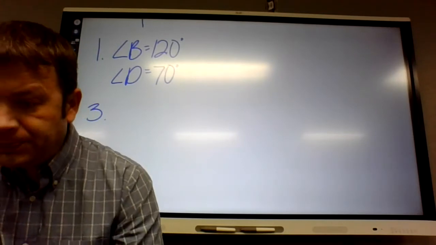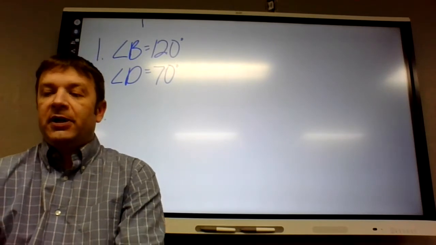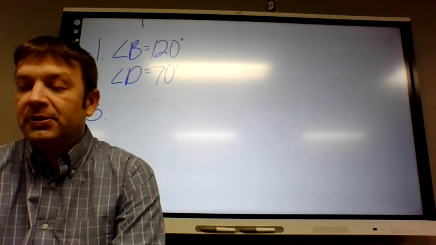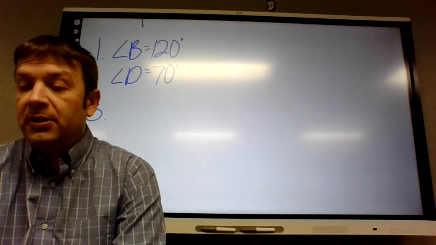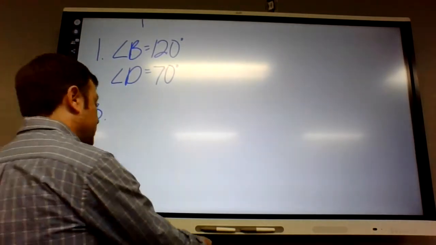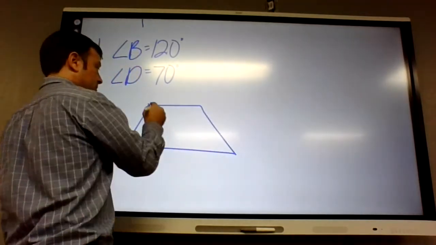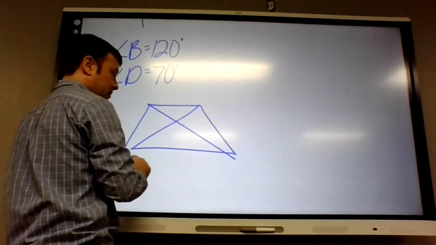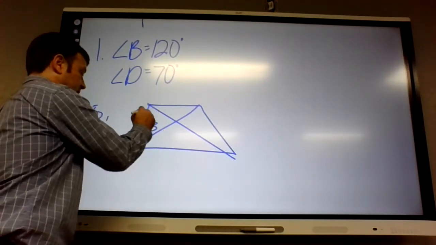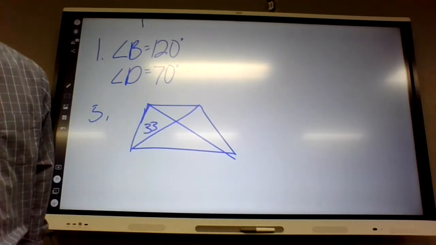All right, so number five, it says find PR, so we're talking about trapezoids still. What did we say we knew about the diagonals in an isosceles trapezoid? They are the same, just like in a rectangle. So, I'll draw it real quickly. It says ST is 33, that's right here. And what else does it say? PT is 20.